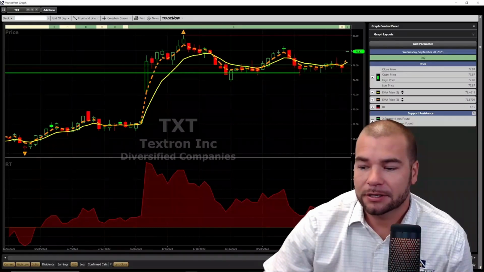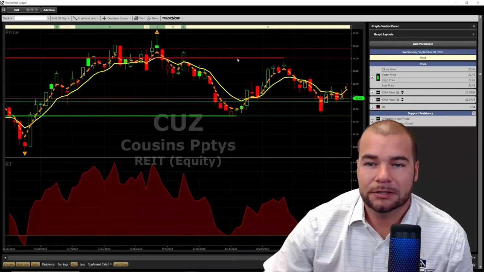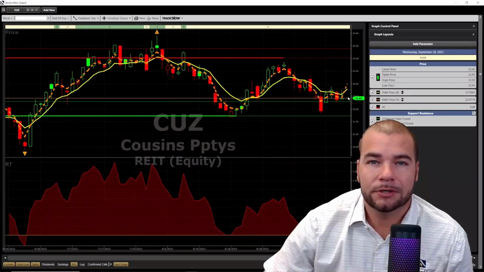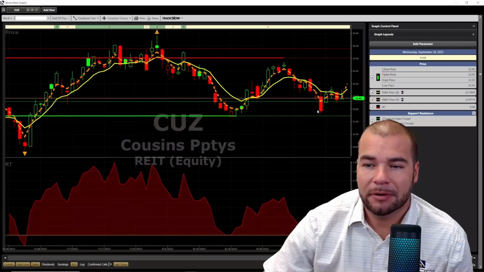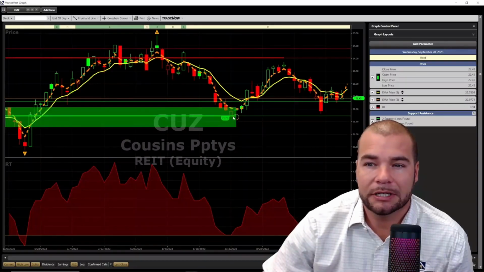Now, if I scroll to the next one here, we've got CUZ. We do see level resistance coming into play at 24.02. Right now, current price action is at 22.43. So there is still more upside room until we hit that level of resistance. Now, what I do like about this, price action did come down and find this level of support here at 21.72.